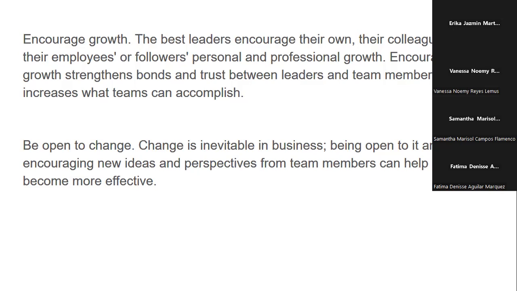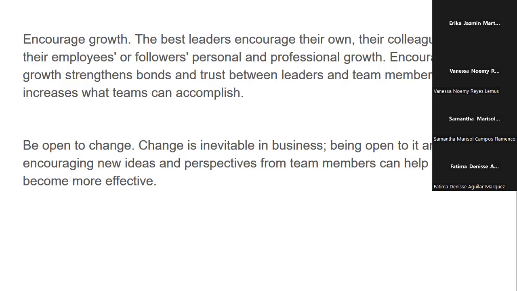That are some characteristics for the best leaders. You need to grow your strengths and to have a very good team members. Very good. So that is it. There are two here. So the first one is encourage growth. I believe this is very important to develop people, to develop other persons. So the best leaders encourage their own, their colleagues and their employees or followers, personal and professional growth.